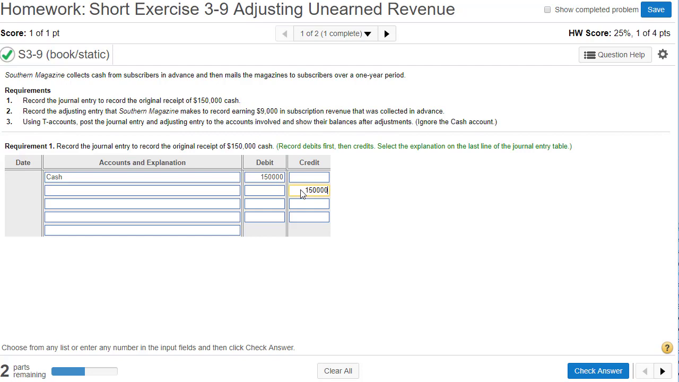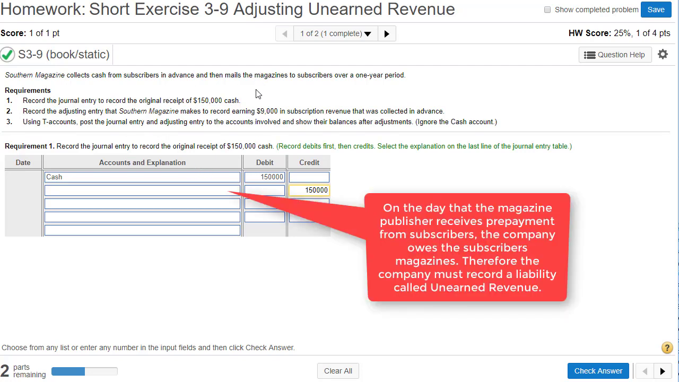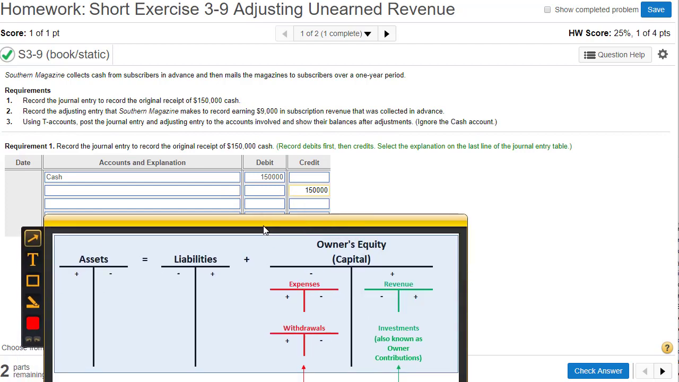So what is the $150,000 credit going to be? Well, the way that this business works is they receive the cash in advance, and then later they send out the magazines 1 month at a time. So on the day that they receive the cash, they actually owe the customer issues. When the business owes someone something, that's a liability. So the liability we're going to be using is called unearned revenue.